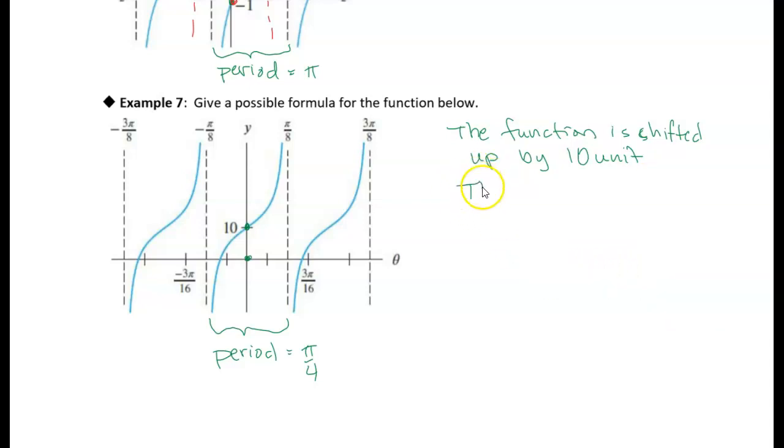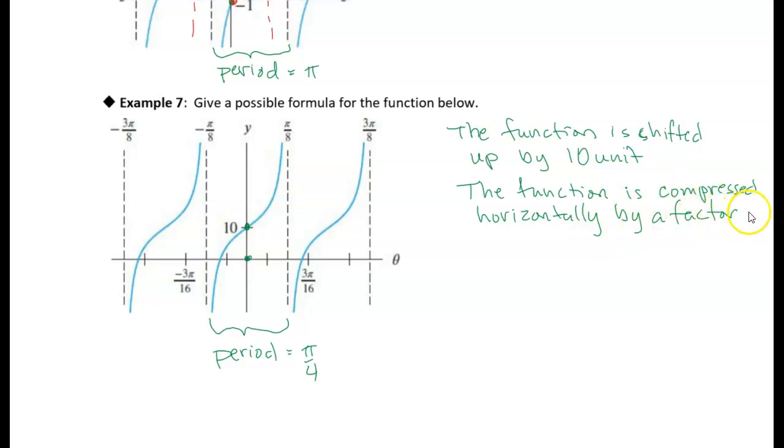And we just said it's also compressed. The function was compressed horizontally by a factor of 1/4, because our period is normally pi, but now it's pi over 4.